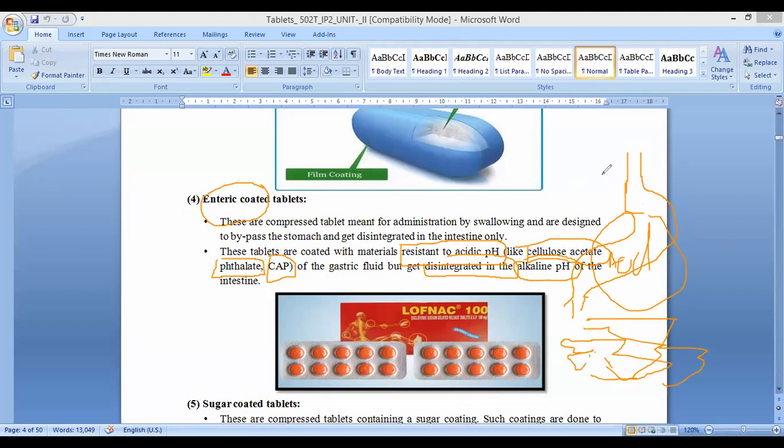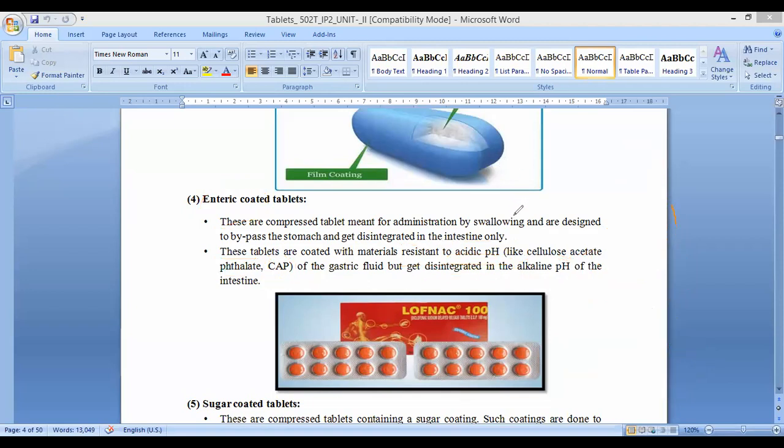As you know, the stomach has an acidic pH, so when the dosage form, that is the tablet, is passing through the stomach, it has to be resistant to the acidic pH of your stomach, and this work is done with the help of suitable materials or polymers which we are going to see. An example for this is Lofnac 100, which is an example of an enteric coated tablet.